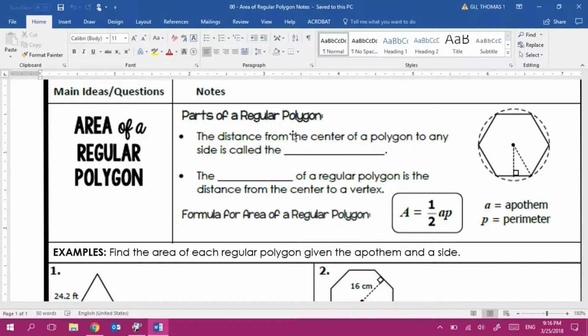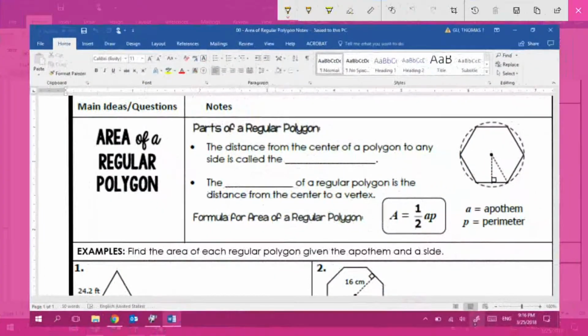flipped geometry classroom video. And today the topic is area of a regular polygon. What does regular mean when we're talking about polygons? It means that all the sides are congruent. They have the exact same length. So we got some new vocabulary we got to learn. First, there's some parts of a regular polygon you probably have never heard before.